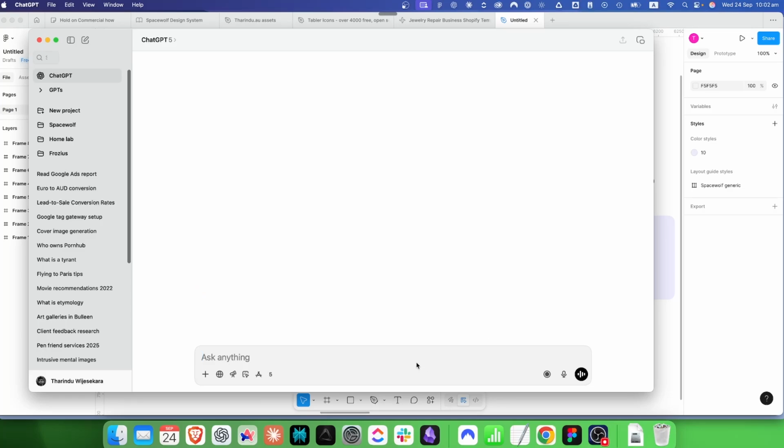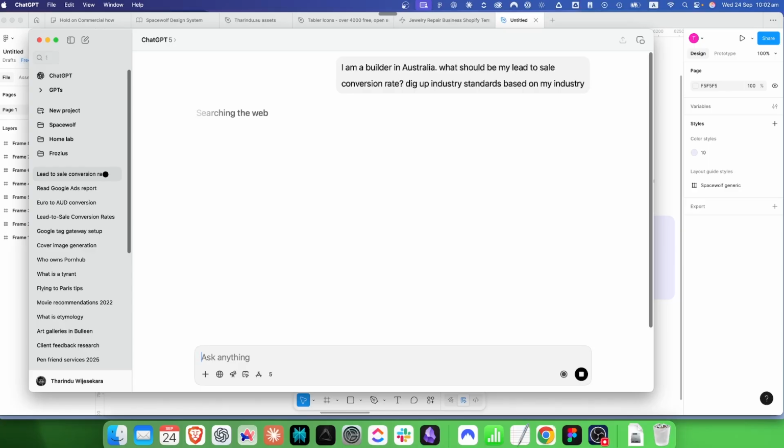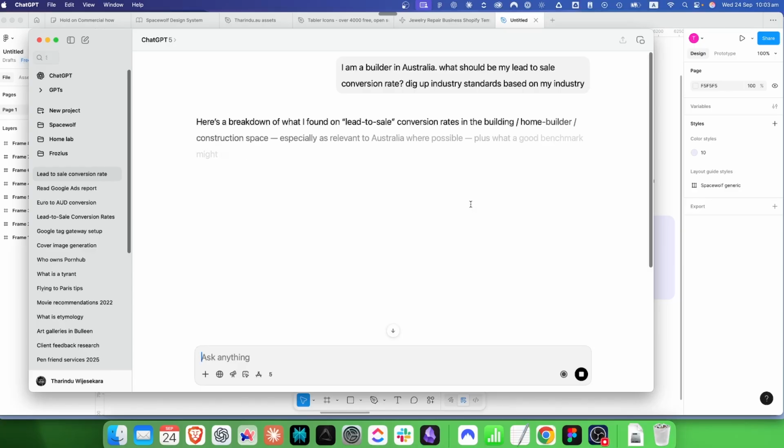let's go to ChatGPT and you can ask GPT. Let's say I'm a builder in Australia. What should be my lead to sale conversion rate? Dig up industry standards based on my industry. So now GPT is going to look for this data online.